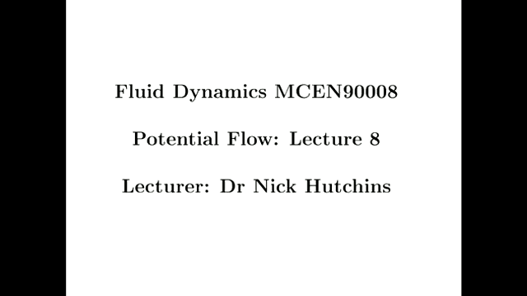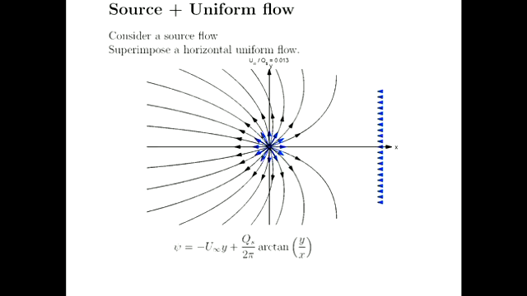So on Tuesday's lecture, we'd moved on from that smokers problem, and we were looking at other simple flows that we might formulate by just adding a couple of our building block flows together. The case we were looking at was this example where you have a source issuing from the origin of a 2D flow, and you have a uniform flow superimposed that's coming from right to left. Remember the stream function is just that linear superposition of those two building block flows.